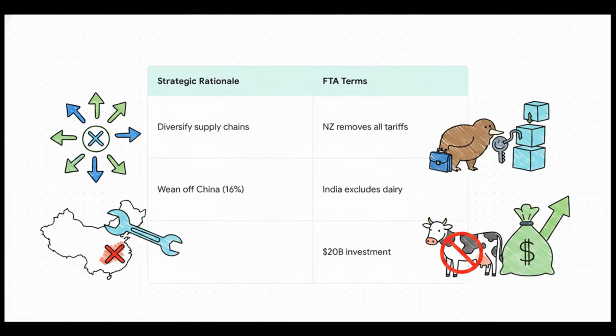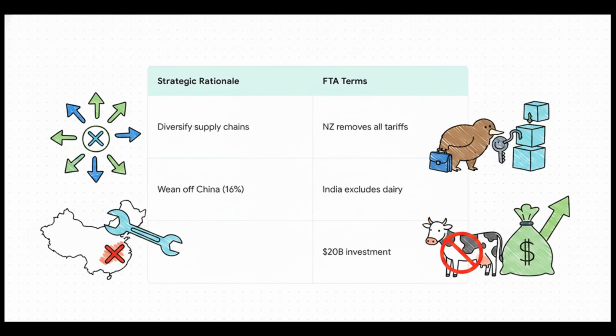Well, India has been aggressively shifting its trade strategy. We've just signed our 8th free trade agreement in 3.5 years, this time a landmark deal with New Zealand. The strategic rationale here is crystal clear. Diversify our supply chains and systematically wean off our dependency on China, which currently accounts for an uncomfortable 16% of our total imports.